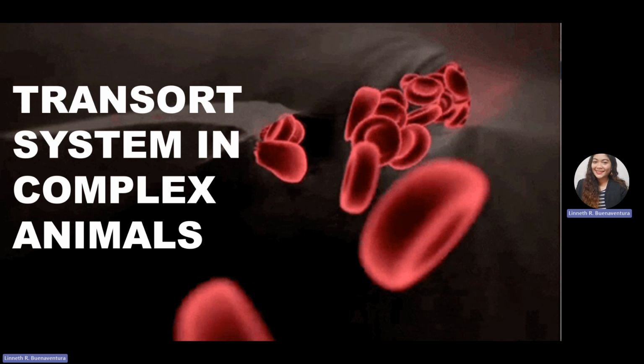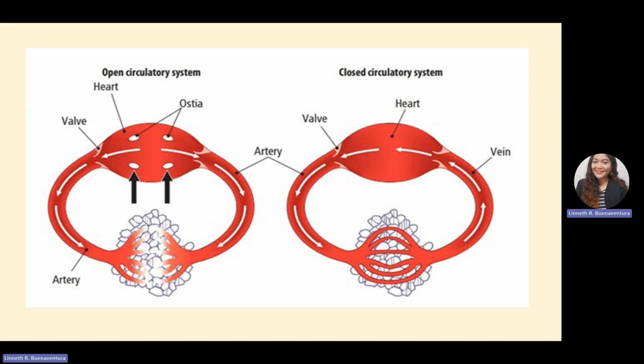Now, let's proceed to the main topic, which is the transport system in complex animals, where we're going to focus on humans. So we have an open and closed circulatory system. Please observe the difference between the two types of circulatory system. As you can observe, both of them have heart, arteries, veins, and valves. But the open circulatory system has ostia and open arteries.